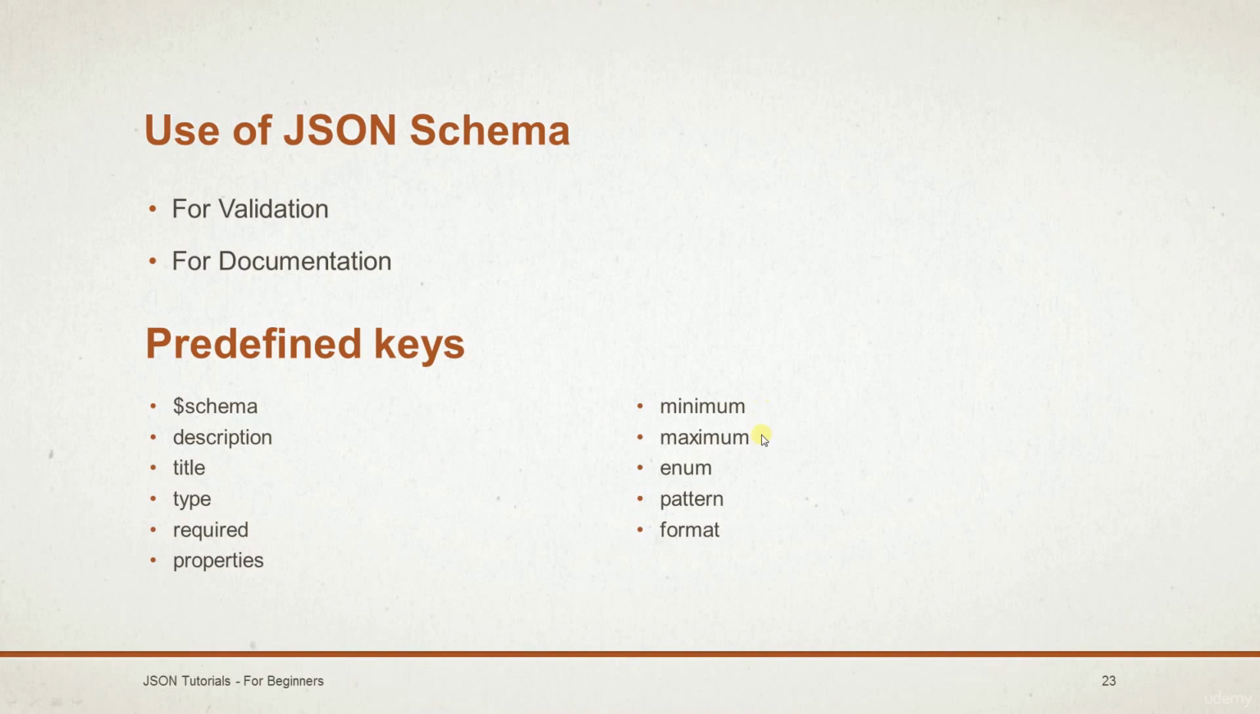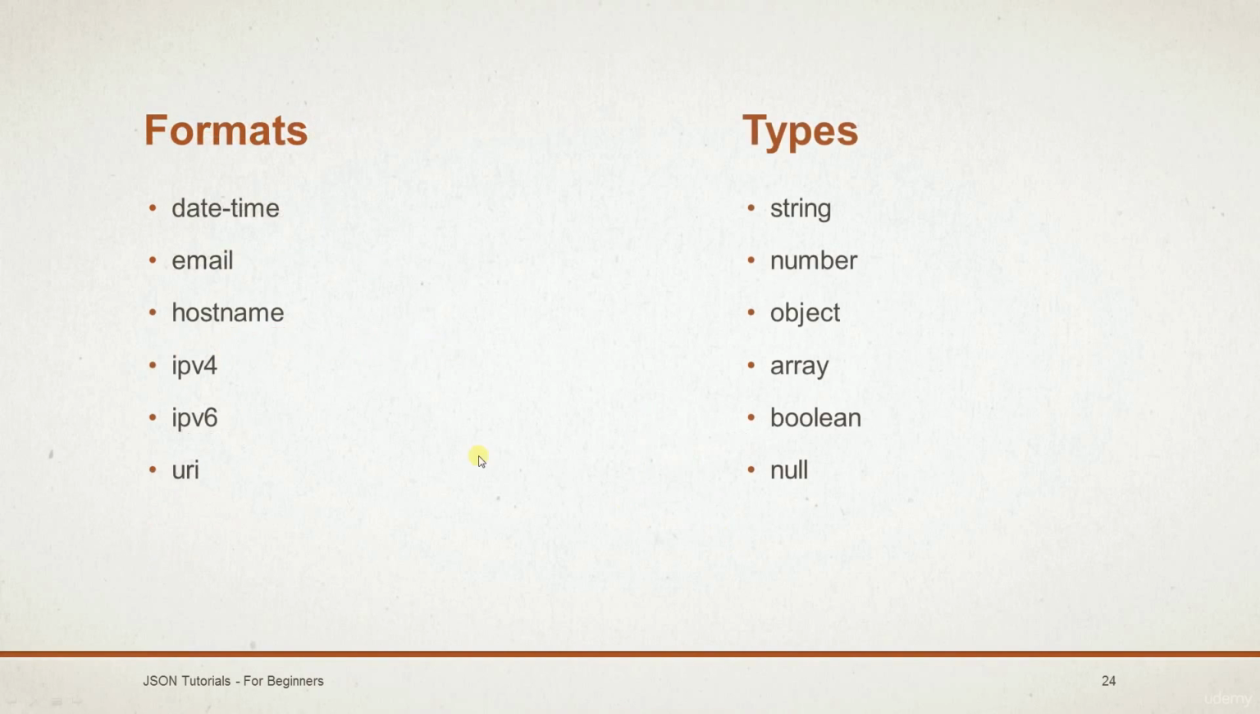Minimum and maximum are used with numbers, to specify the minimum and maximum value that can be held. Enum is used to specify the enumeration for strings. Pattern is also used with strings. It is used to specify the regular expression. Format is used to specify the advanced type. Following are the predefined formats: date, time, email, hostname, IPv4, IPv6, and URI. And the types are string, number, object, array, boolean, and all those types are supported by JSON.